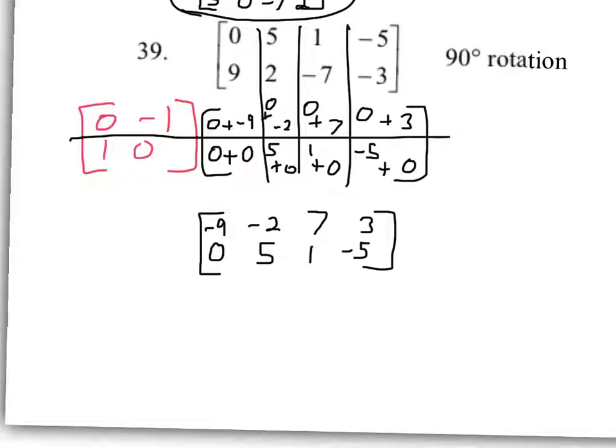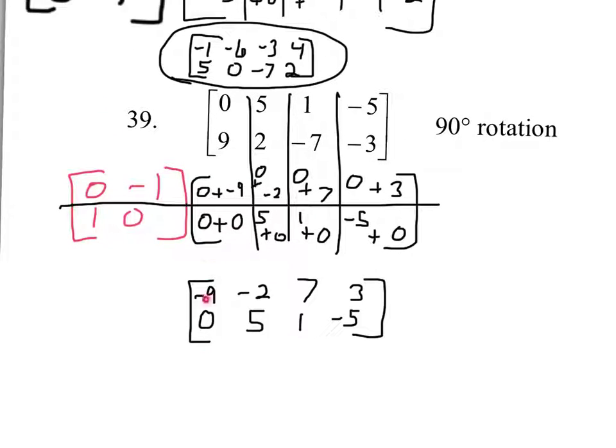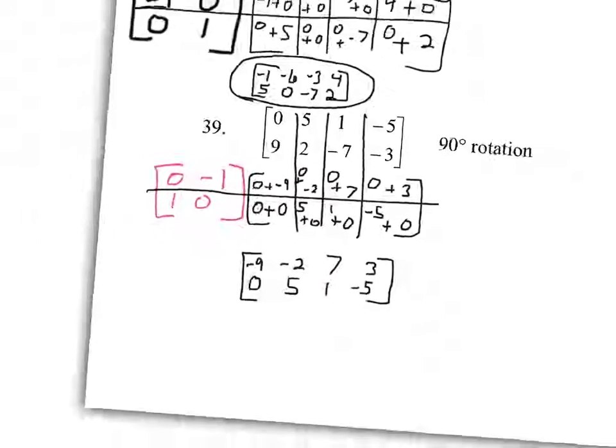So this would be a 90-degree rotation. We could graph these coordinates if we wanted. In this case, we just want to make sure you know how to do this using a matrix.